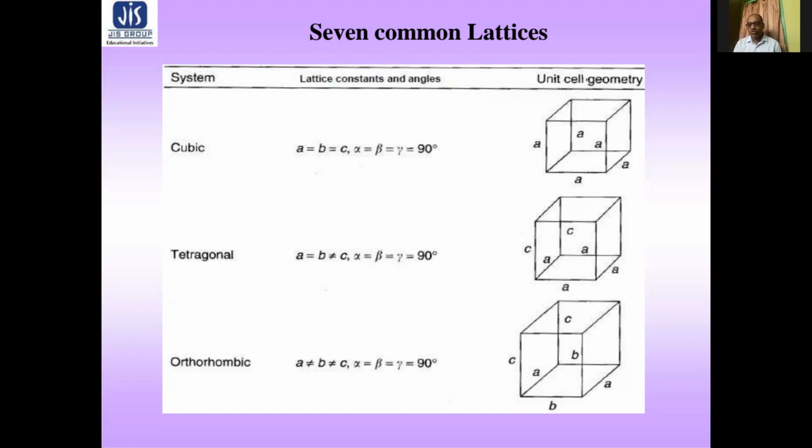In orthorhombic structure, there are three unequal axes at right angles as shown in the figure. That is, the lattice parameters A is not equal to B, not equal to C, but the included angles, that is alpha, beta and gamma, are all 90 degrees.